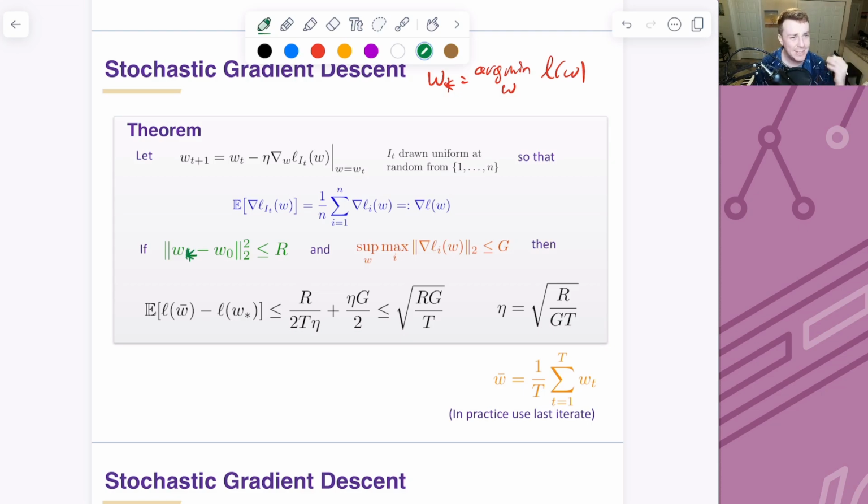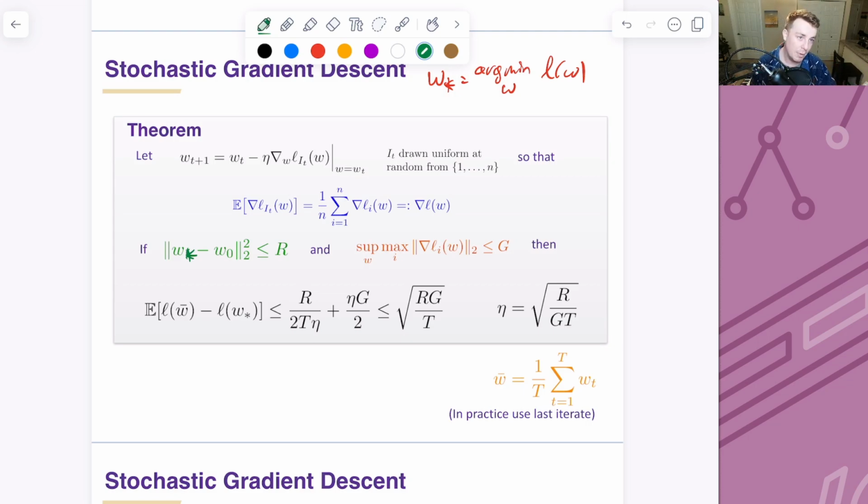And this sup notation is a lot like max, but instead of being the maximum value, it is the lowest upper bound. That may sound verbose for no reason, but it has to do with the fact that G might not actually be the magnitude of any of the gradients, because it's an infinite set. It's just the lowest value that upper bounds the magnitude of the gradients. So the supremum of a set is the lowest value that upper bounds all the values in the set. Okay, so we upper bound our gradient magnitudes by size G for any W.